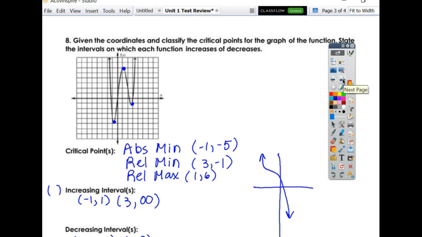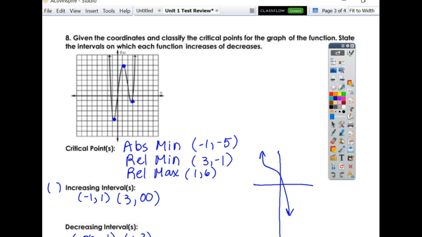Okay, so we had an absolute minimum here. I have a relative minimum here. And this is a relative maximum. Why is it not an absolute maximum? We've got the infinities, okay? And there was no point of inflection on here, correct?